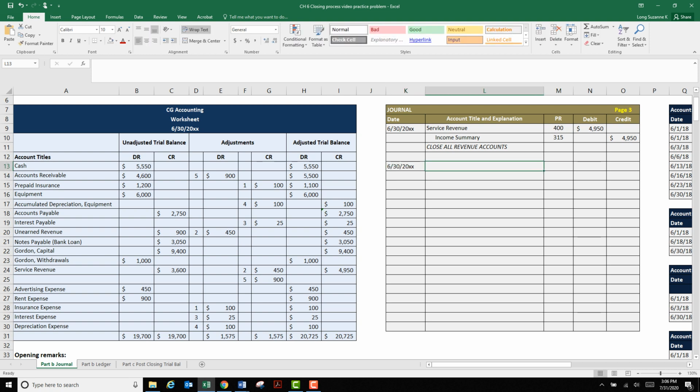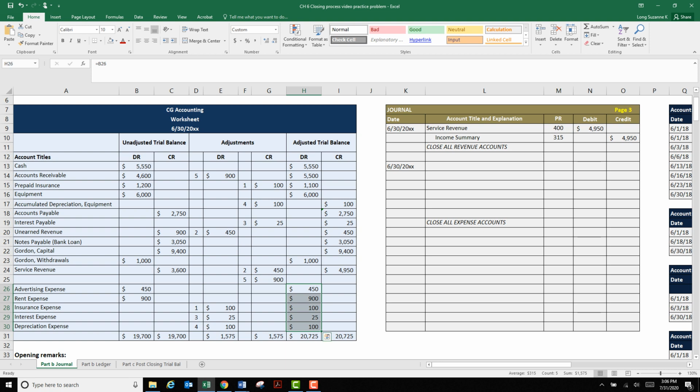The next closing entry is to close the expense accounts. And we've got 1, 2, 3, 4, 5 expense accounts. Close all expense accounts. So let's look at the first one. Advertising expense, and it's a debit. It should be a debit. It's an expense account, so debit $450 for advertising. I would like to credit. I want to credit all of these. I want to wipe them all out.